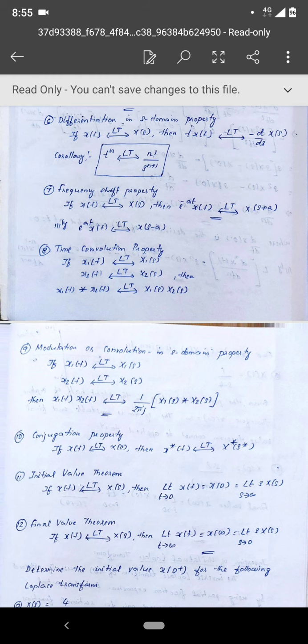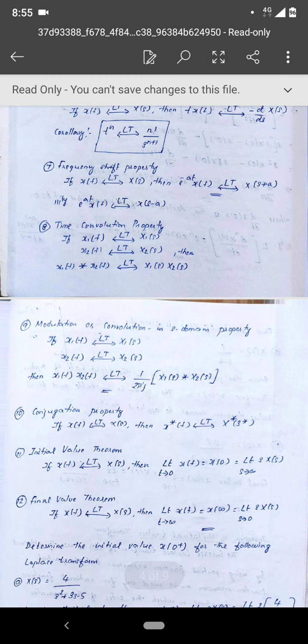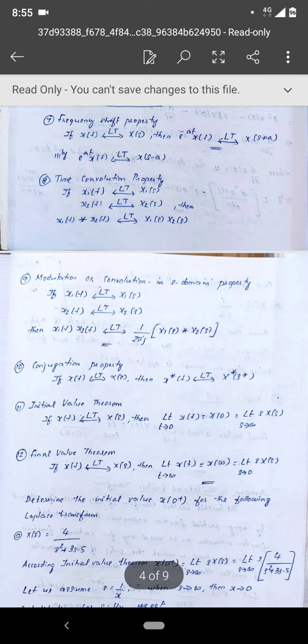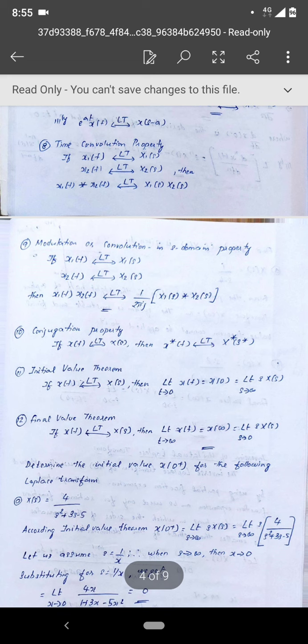So if you find the product of two signals in time domain, that is x1 of t multiplied with x2 of t, finding the Laplace transform, we will get 1 by 2 pi j, X1 of s convolved with X2 of s. Then the conjugate property is very simple. If you find the Laplace transform of x star of t, where x star of t is nothing but the complex conjugate of x of t, then its Laplace transform will be X star of s star.